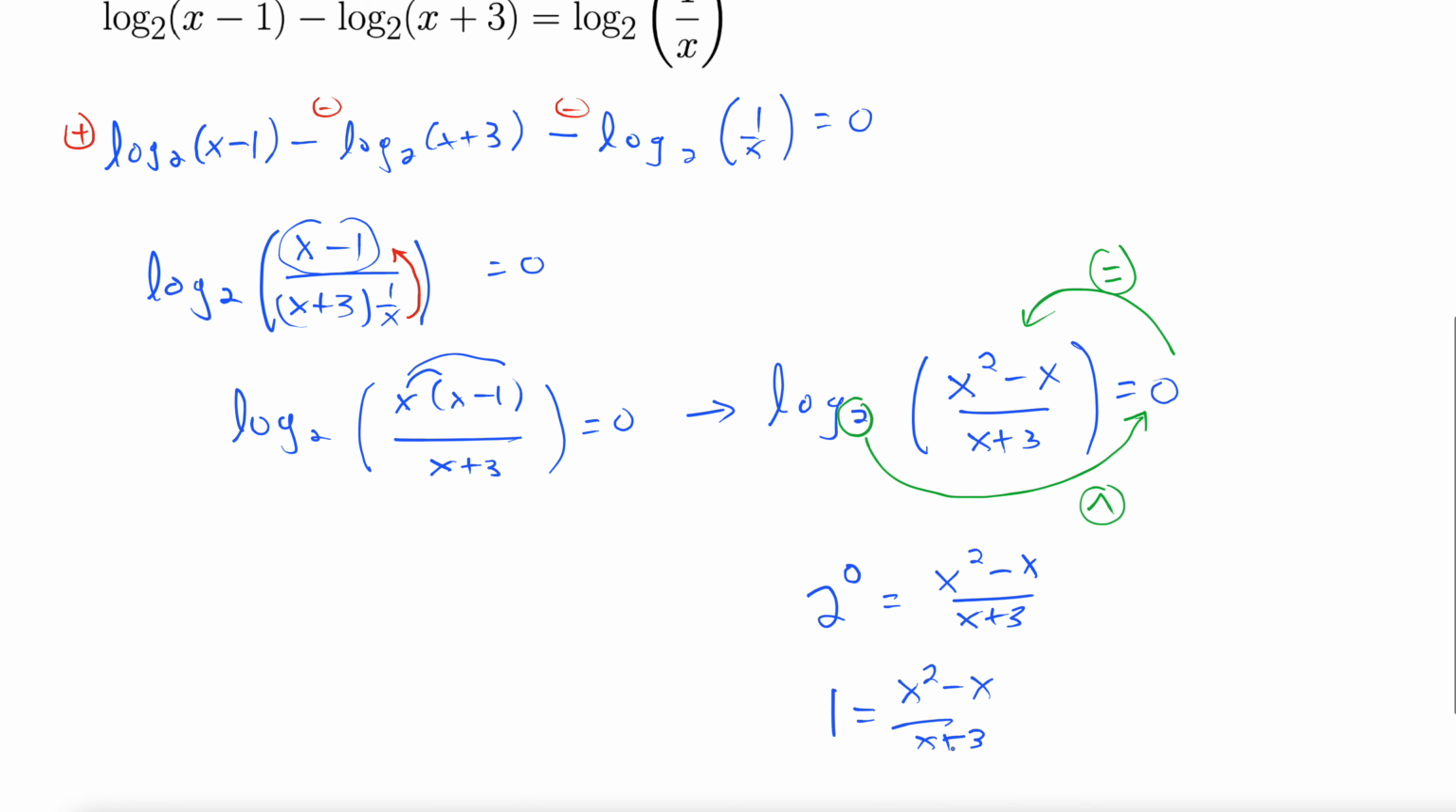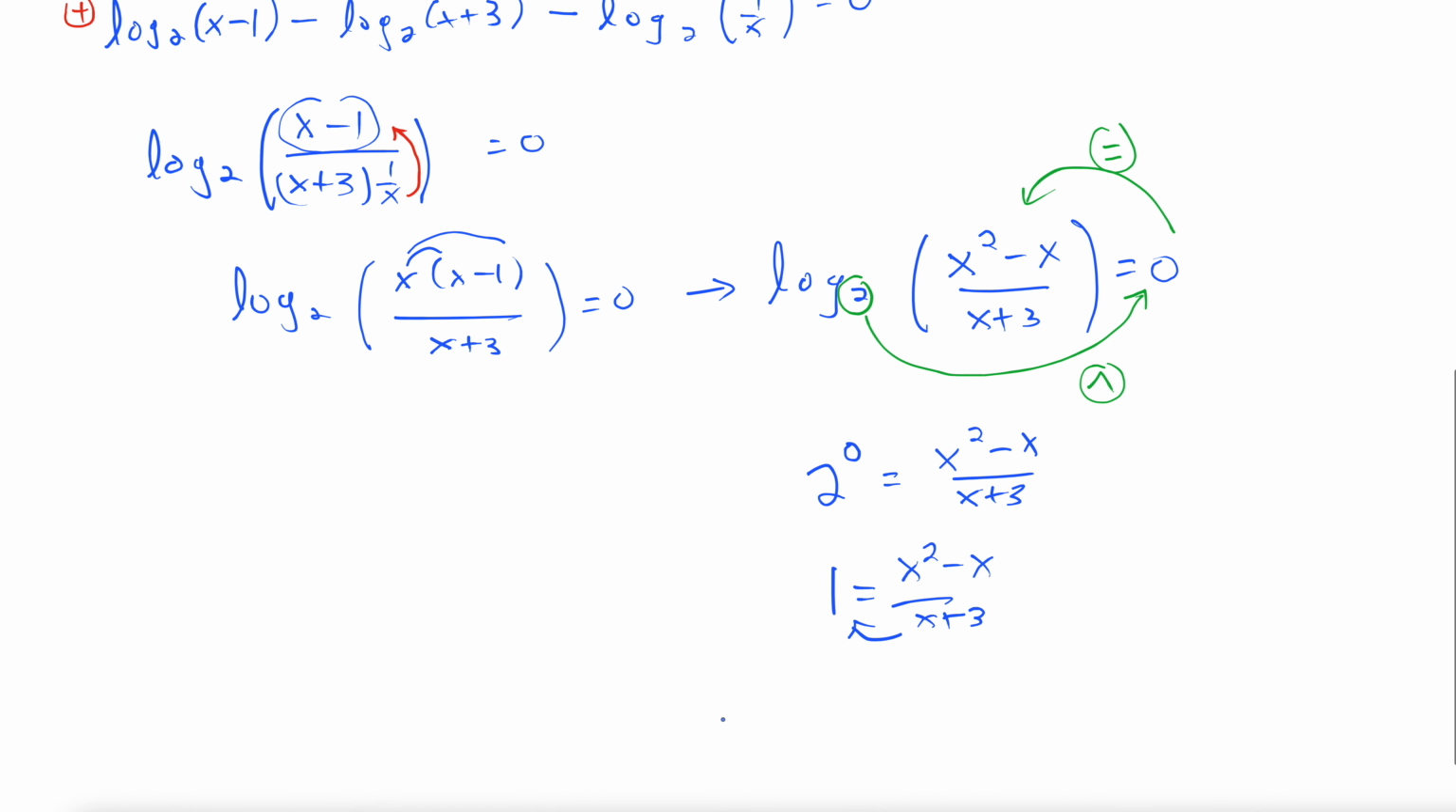Well, 2 to the 0 is simply 1, so we have 1 equals x squared minus x over x plus 3. Let's multiply up by this x plus 3. Then we have x plus 3 equals x squared minus x. Again, we see the x squared. Right now we're kind of in the clear. We see the x squared on one side, so we know we want 0 on the other. So I'm going to subtract off x plus 3. So I'm subtracting x, subtracting 3. That gives us x squared minus 2x minus 3 equals 0.